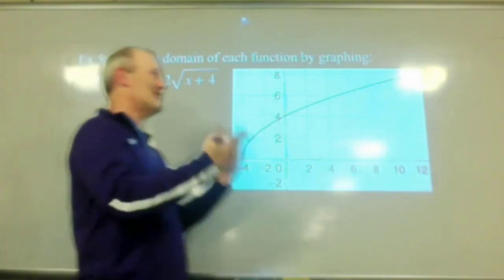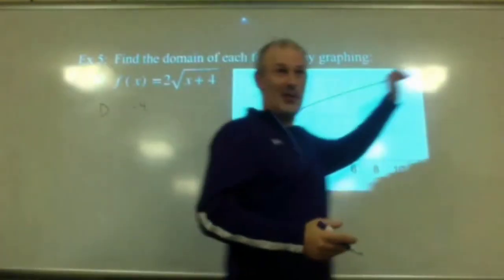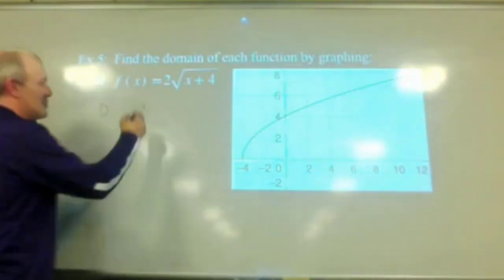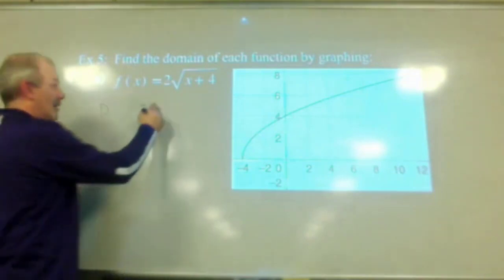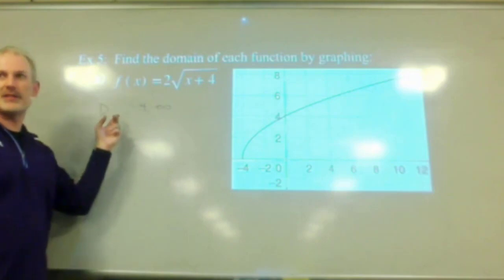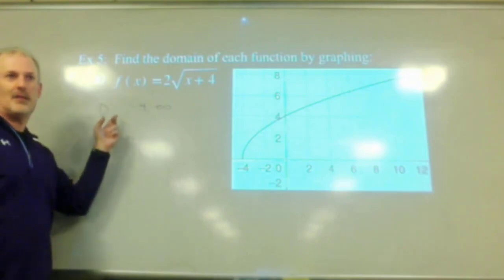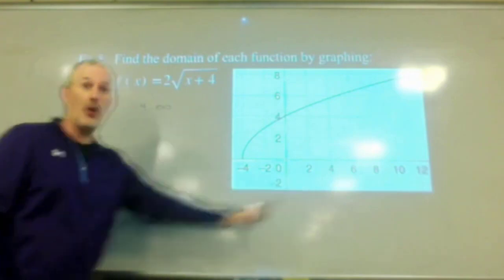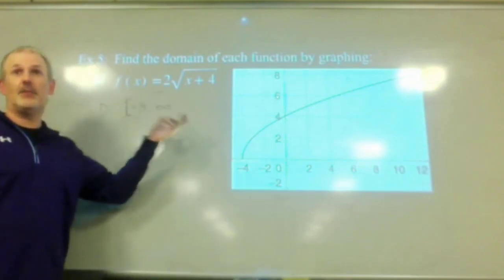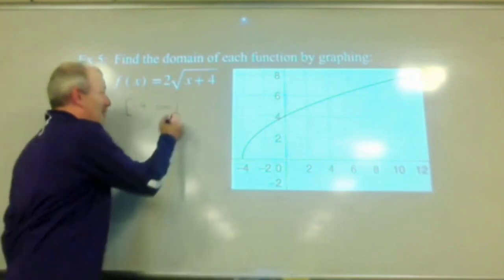Well, and again, you don't see the arrow there but this one goes forever. Okay? If it goes off the screen like that, you can pretty much assume it goes forever. So what do we put there when it goes forever? Infinity. And what about the -4? Bracket or parentheses? Bracket. Do you see an open circle? Nope. So we get to assume bracket. And then how about the infinity? Parentheses, because infinities are always parentheses.